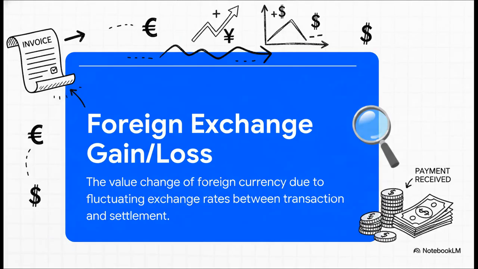Okay, so before we dive into the numbers, let's get on the same page with the core concept, the foreign exchange gain or loss. Simply put, it's just the difference in value that happens because the exchange rate moves around between the day you send an invoice and the day you actually get paid. Your books have to account for that change.